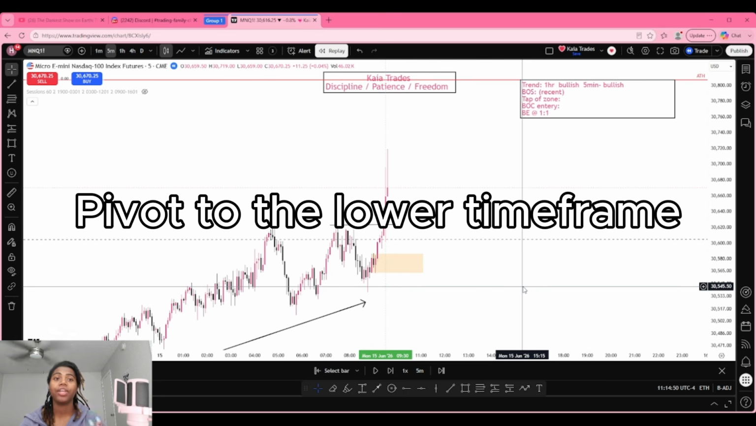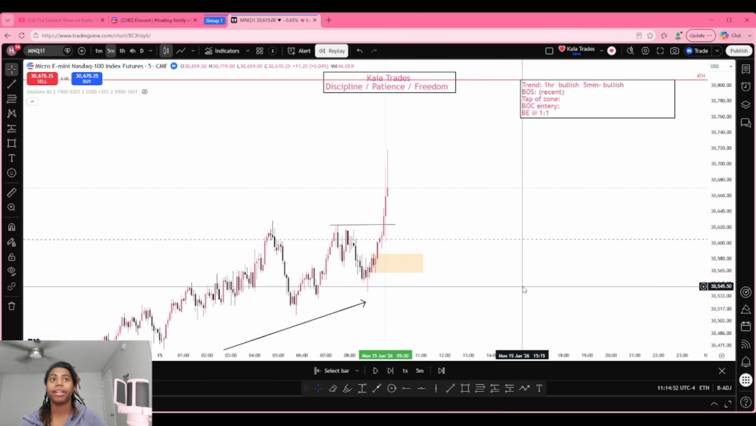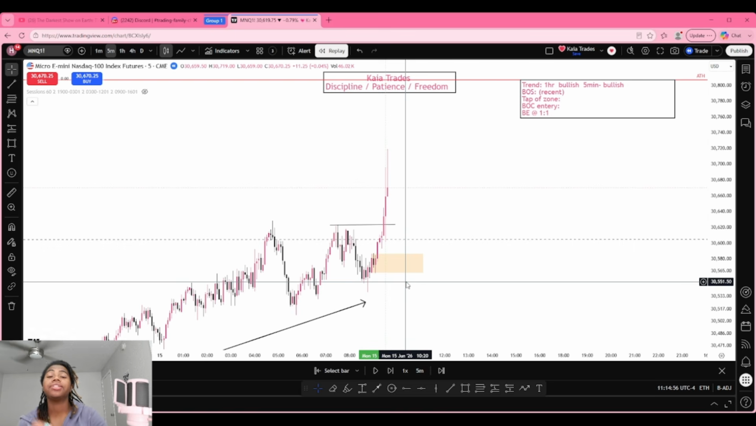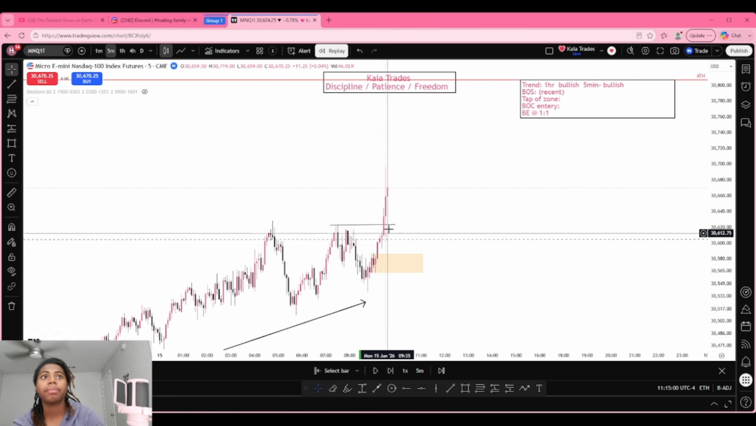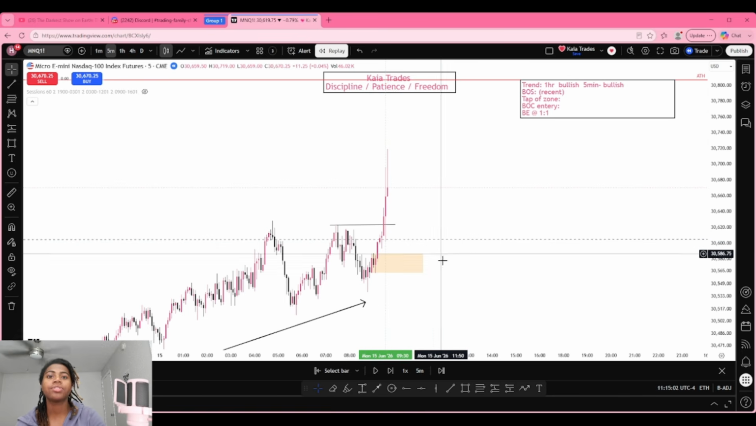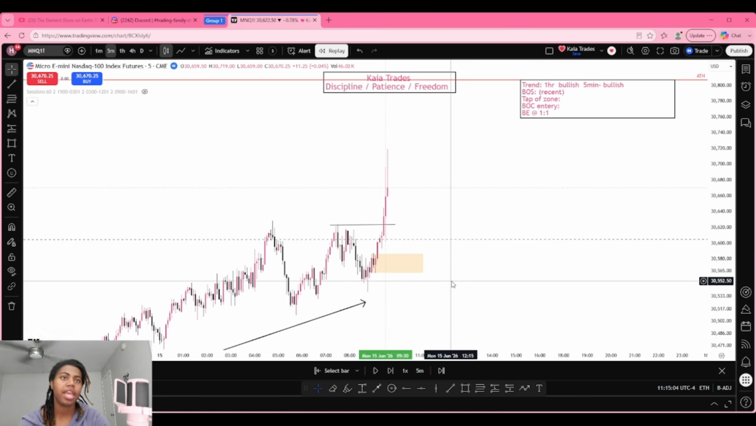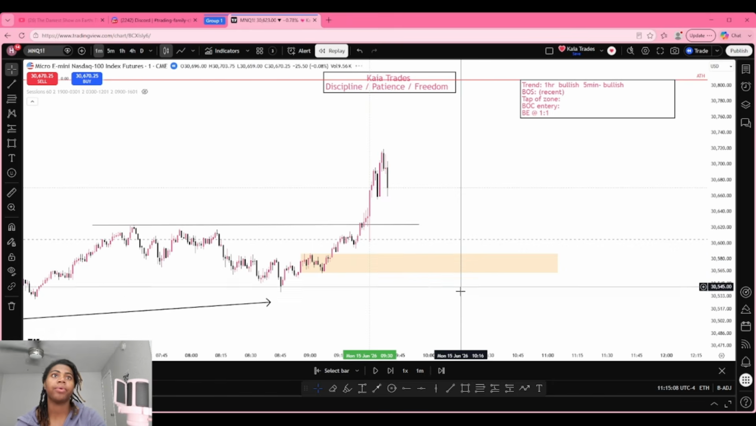That is my pivot to the 1-minute time frame. Now, I typically don't like trading the 1-minute time frame, but in certain cases where the market is presenting consecutive same color and same direction candles, this is my time to pivot and drop down to a lower time frame. So I'm going to go ahead and do that. Now I'm on the 1-minute.